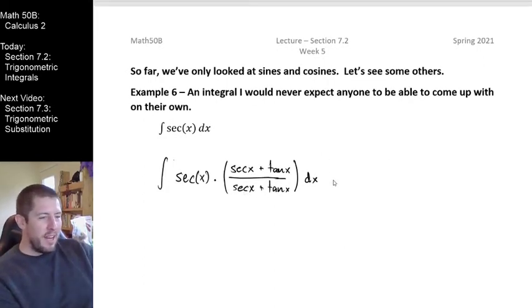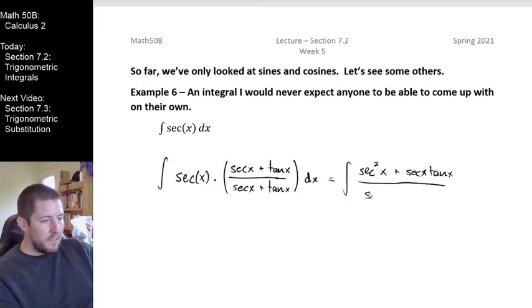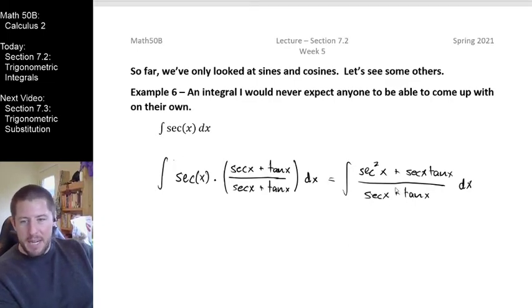So now when I multiply this out, we're going to get the integral of secant squared of x plus secant tangent, all divided by secant x plus tangent x. And so it looks like now the derivative of secant plus tangent, the derivative of secant is secant tangent, the derivative of tangent is secant squared. The numerator is the derivative of the denominator in this new fraction that we've built, which is almost unbelievable.